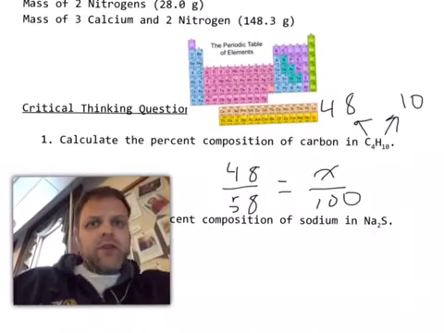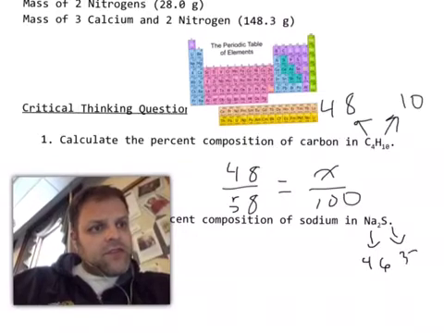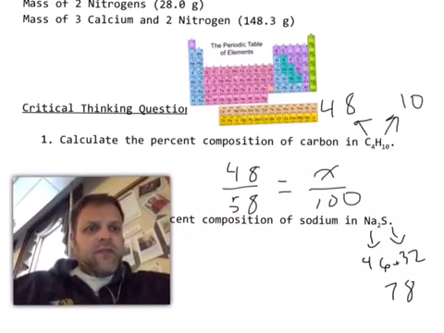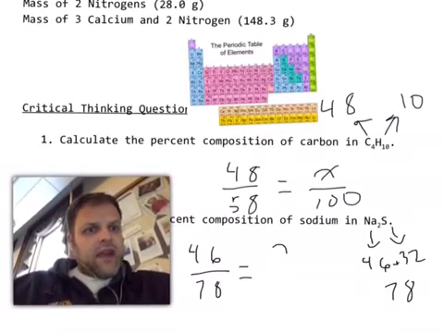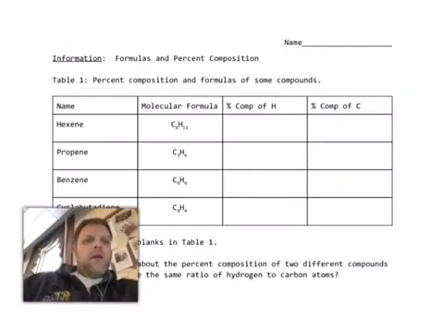Okay, so I know that sodium has a molar mass of 23, but there are 2 of them, so that's going to be 46. And sulfur is 32, and 46 and 32 is 78. So that's going to be 46 out of 78 is equal to X out of 100. Cross multiply, solve your problem. Okay, the next part of this has you solve for the percent composition and formula of some of these compounds.